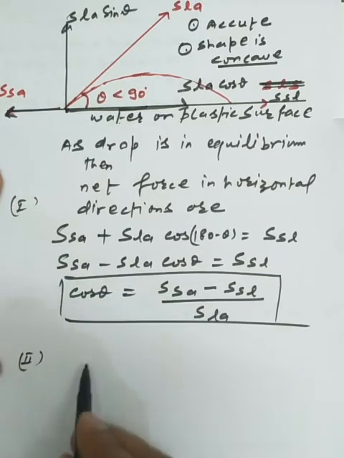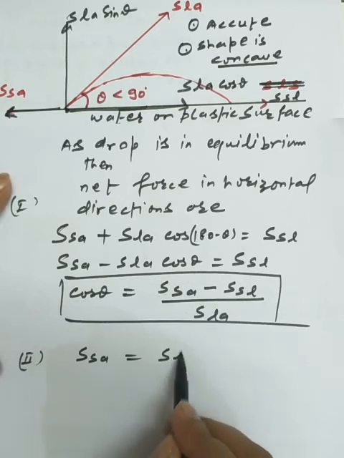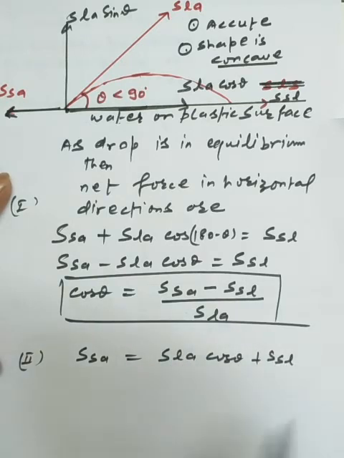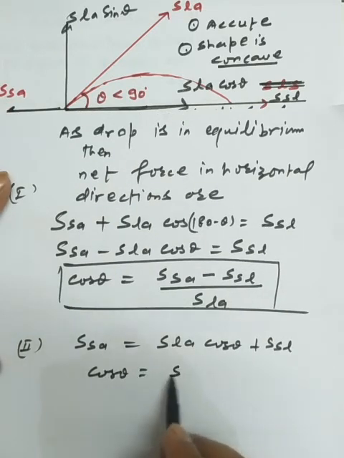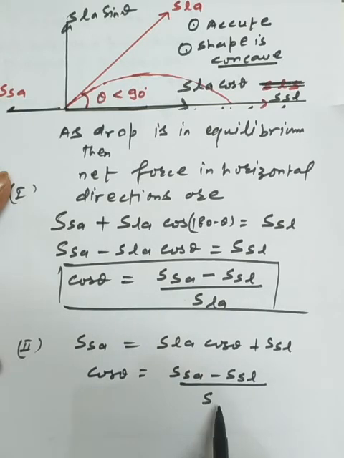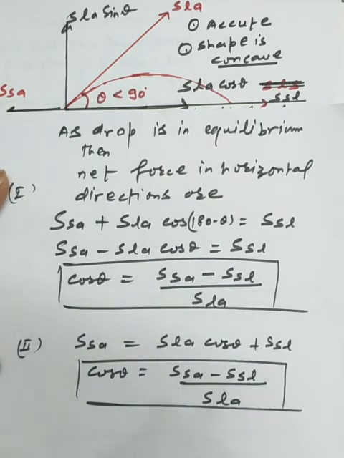Same things we are getting, but I represent it as S_SA equal to S_LA cos theta plus S_SL. So I get the same formula, cos theta is equal to (S_SA minus S_SL) divided by S_LA. You can compare both formulas.